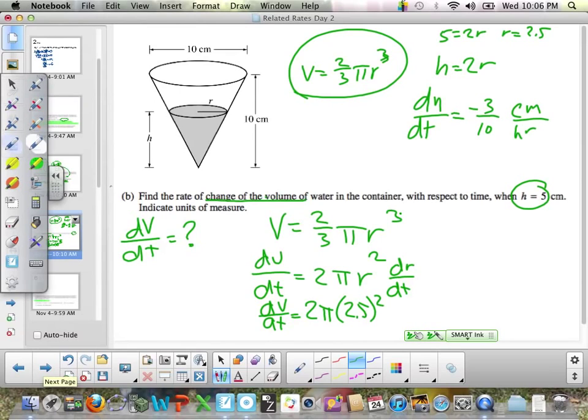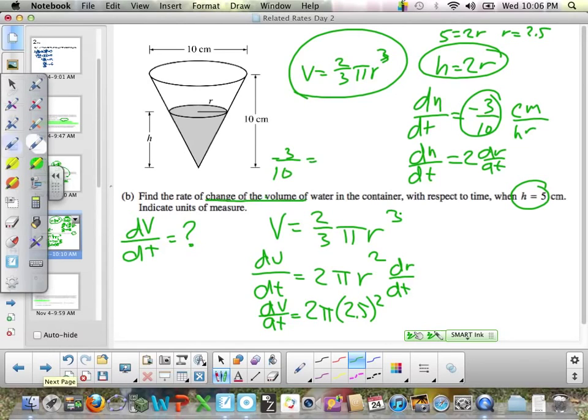If h equals 5, dr dt, well, let's take this equation right here, h equals 2r, and derive that. dh dt equals 2 times dr dt. Well, dh dt is -3/10. So -3/10 equals 2 times dr dt. We'll divide both sides by 2 and we'll see that dr dt is -3/20.